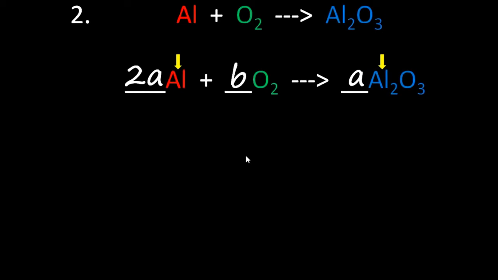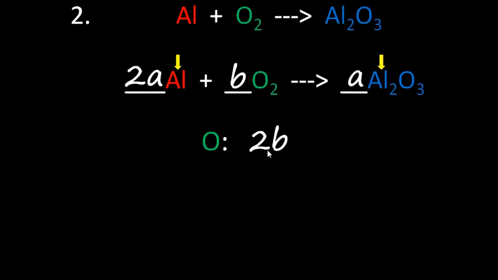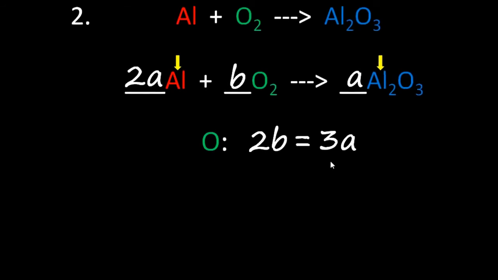Step 3. We will balance the oxygen atoms. How many oxygen atoms do we have here? We have 2B. So we will put 2B here. Equals, how many oxygen atoms do we have here? We have 3A. So we will put 3A. Is this the simplest equation? Yes, it is. There's no need to simplify.